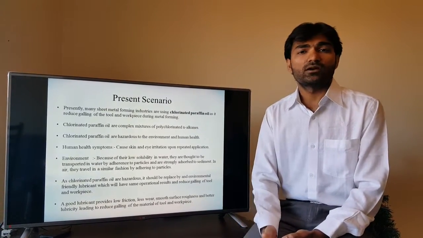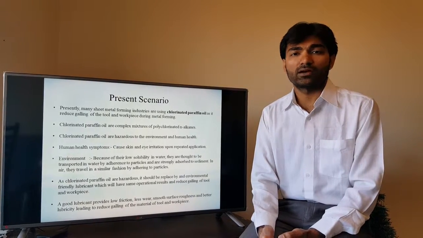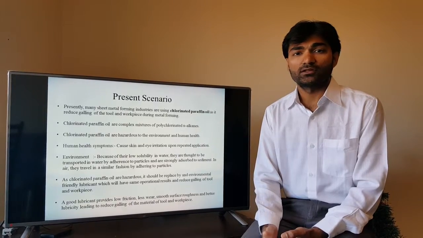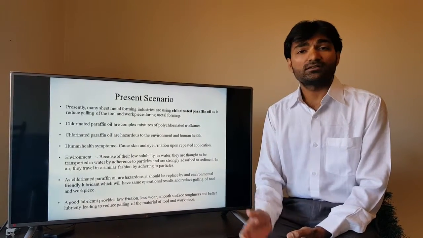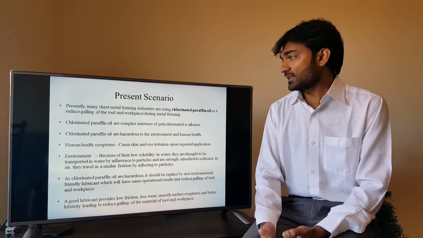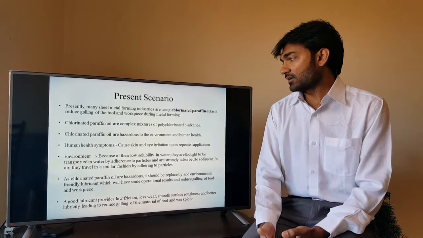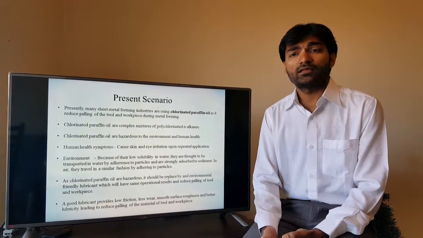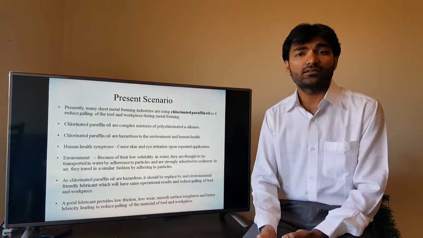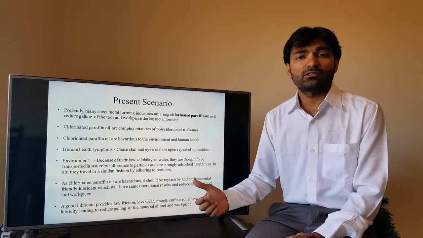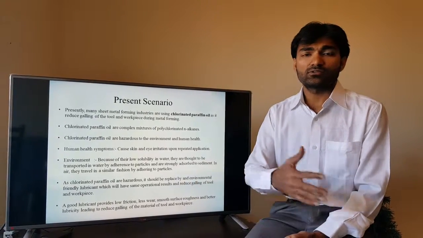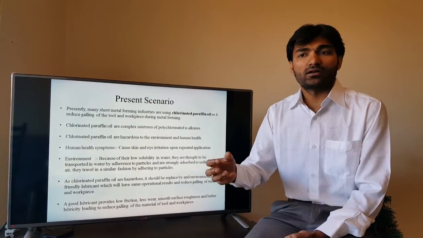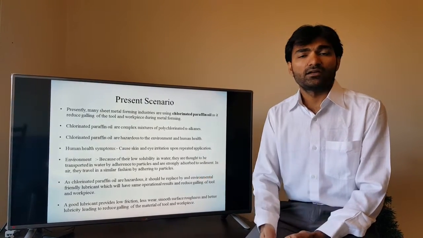But with the pros comes the con of chlorinated paraffin oil. It is environmentally hazardous and it is not good for human health. Taking human health into consideration, you get skin irritation and eye irritation if you use the oil repeatedly. In environmental conditions, chlorinated paraffin oil has low solubility, so it is not soluble in water, and that is dangerous for the fish and the animals in the water.